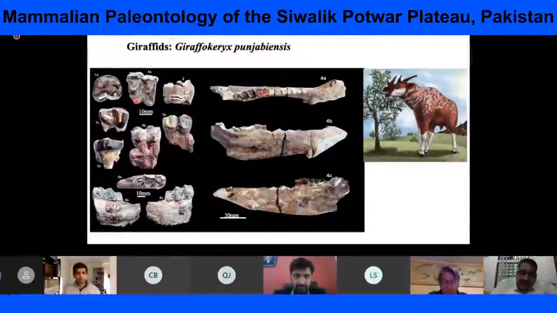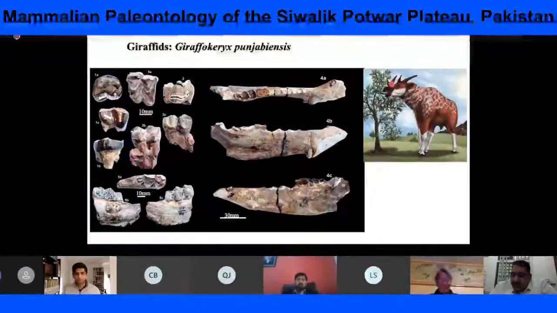Giraffid specimens belong to Giraffokeryx punjabiensis and Giraffa priscilla. Here you can see the specimens of Giraffokeryx punjabiensis, actually a medium-sized giraffe with four horns. This one depicts the four horns: two at the anterior extremity of the frontals and two on the frontoparietal region. Teeth are brachydont with rugose enamel, like the other genera of Giraffidae.